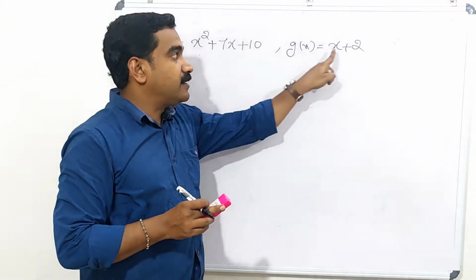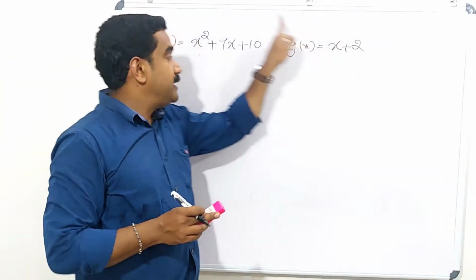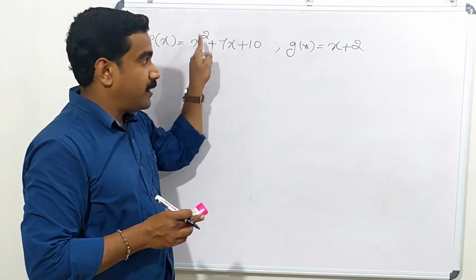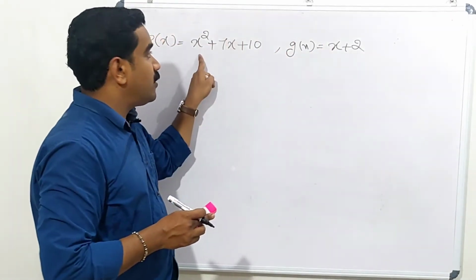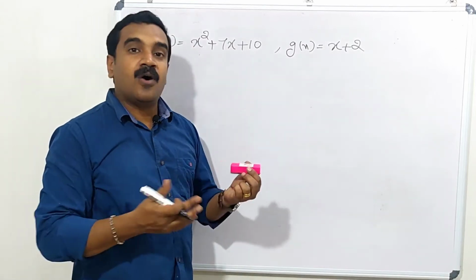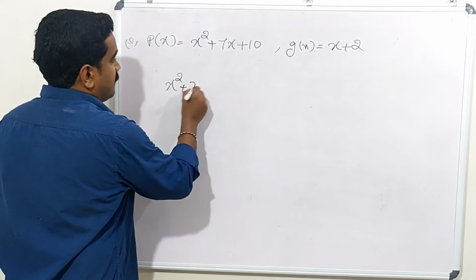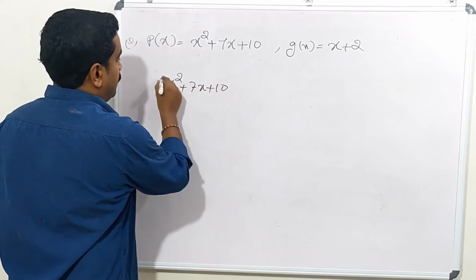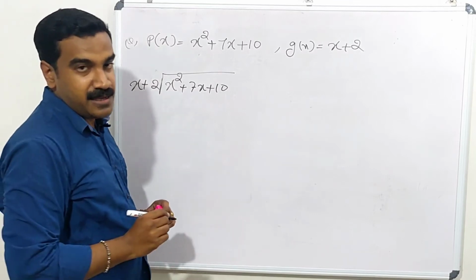g of x is x plus 2. We want to check whether the second polynomial is a factor of the first polynomial. That is, whether x plus 2 is a factor of x square plus 7x plus 10. How? Just divide x square plus 7x plus 10 by x plus 2.